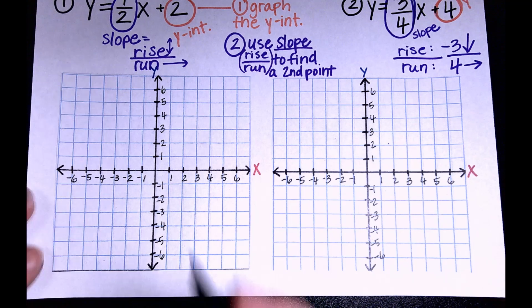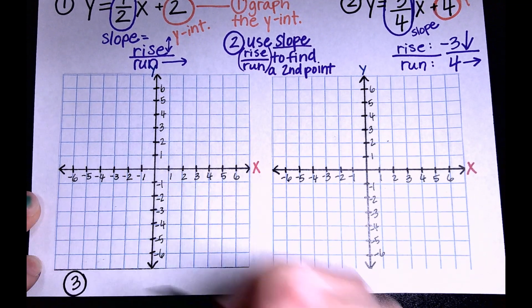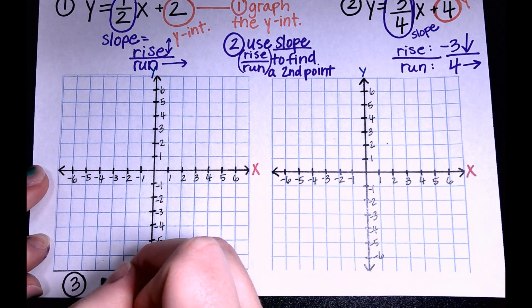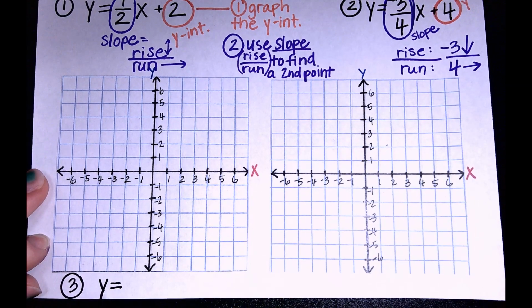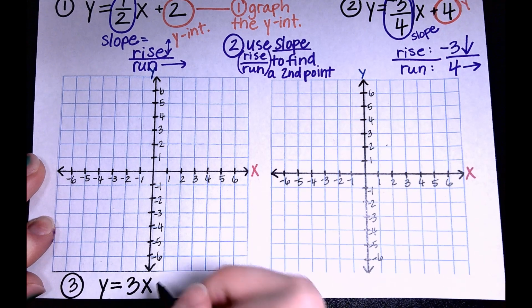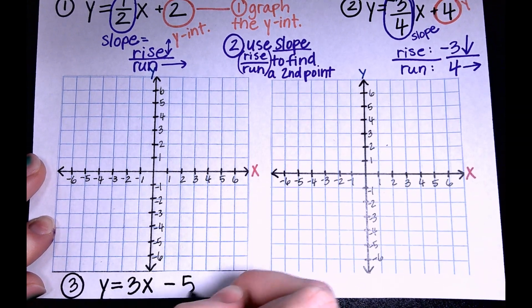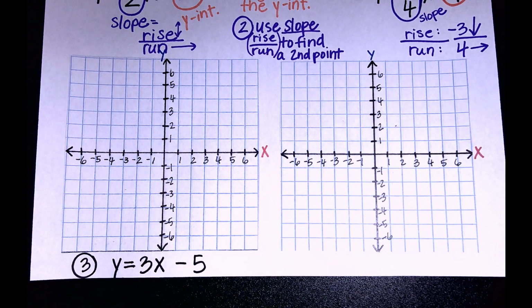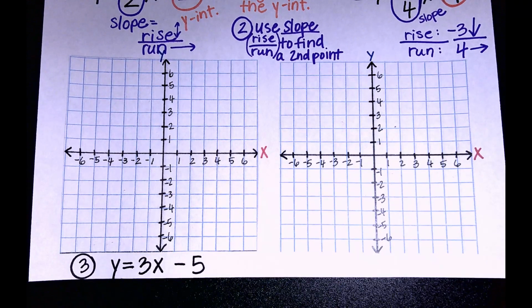So we'll label this number 3. And now let's try y equals 3x minus 5. Y equals 3x minus 5. What should I do first? Ooh, yes. Oh my goodness. I'm hearing multiple things and they're both correct.